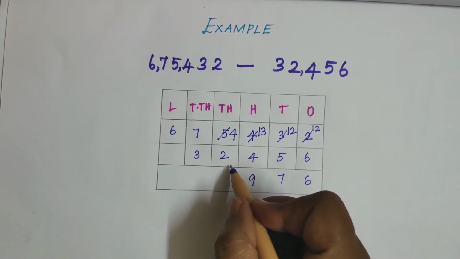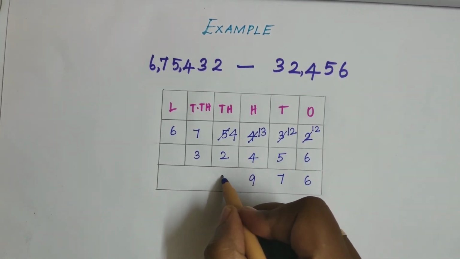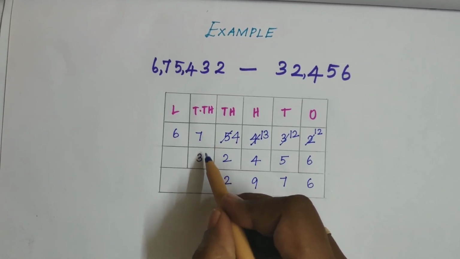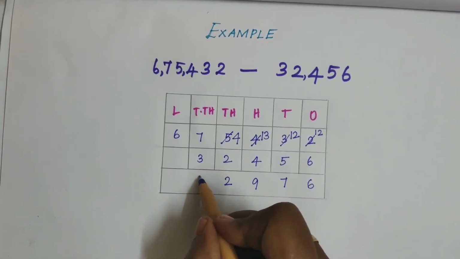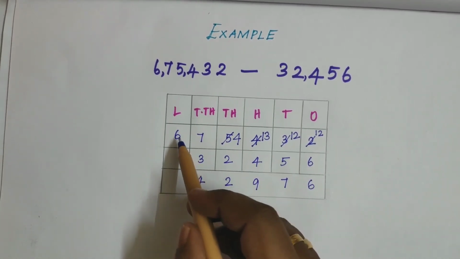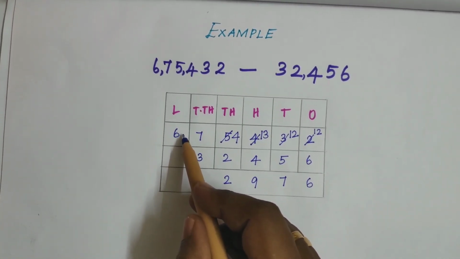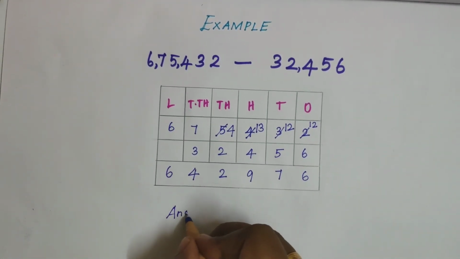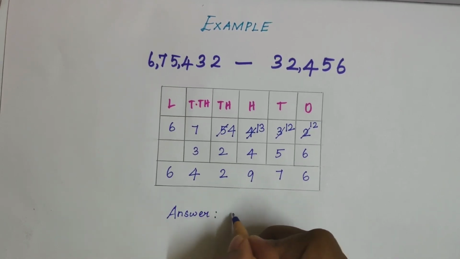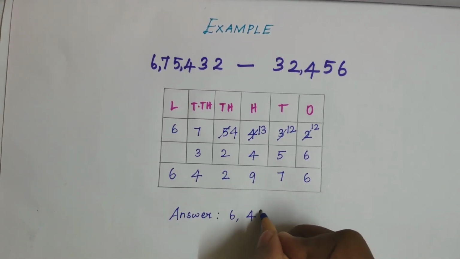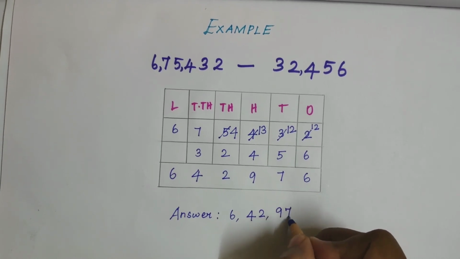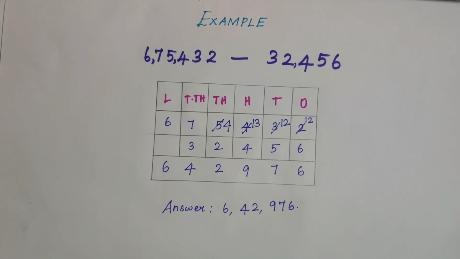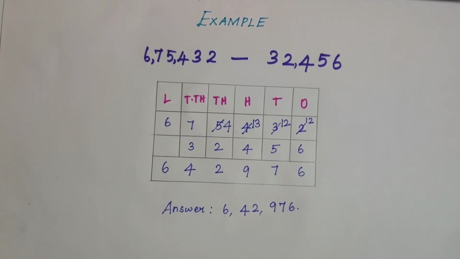Come to the thousands column. 4 minus 2, we will get 2. Then to the 10,000s column. 7 minus 3, we will get 4. And in lakhs column only 6 alone is there. So write the 6 as it is. So the answer is 6,42,976. By using place value table, we can also do subtraction.